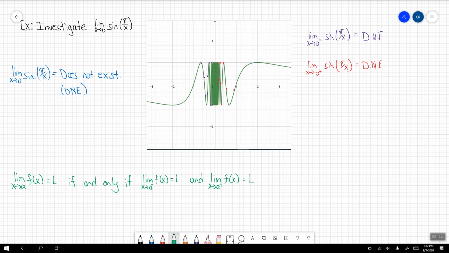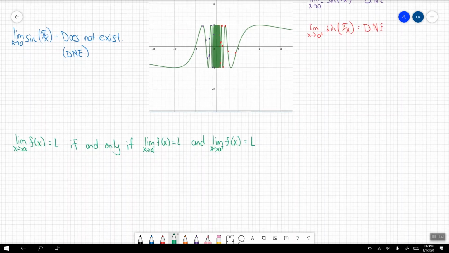In other words, if we want to determine whether the limit exists or not, then we need to find what the left-hand limit is and what the right-hand limit is. All right, so here again, to formalize this, this was your left-hand limit.